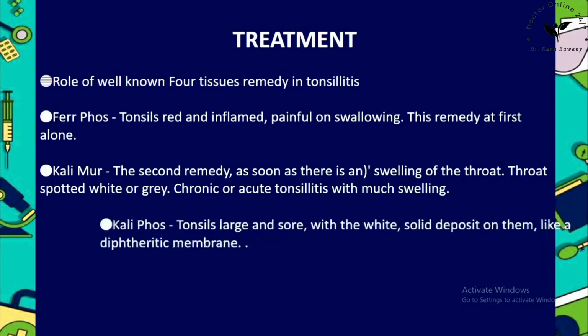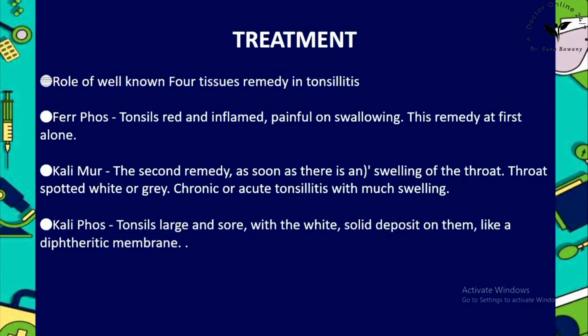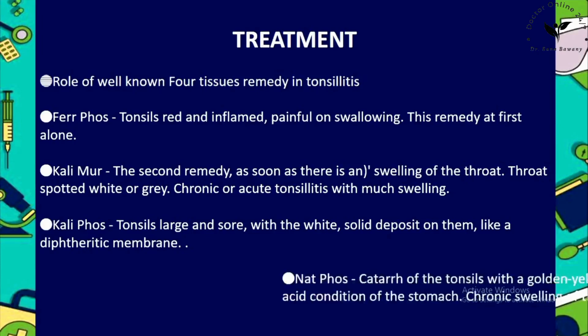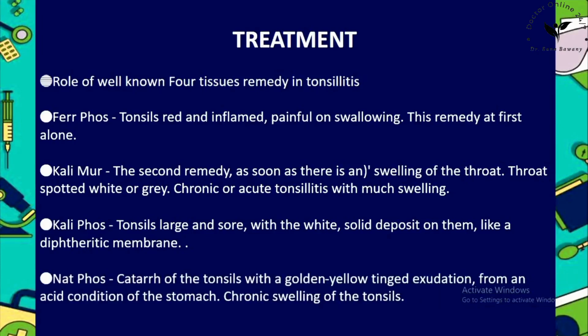Kali Phos: tonsils large and sore, with a white, solid deposit on them, like a diphtheritic membrane. Nat Phos: catarrh of the tonsils with a golden yellow tinged exudation, from an acid condition of the stomach. Chronic swelling of the tonsils.